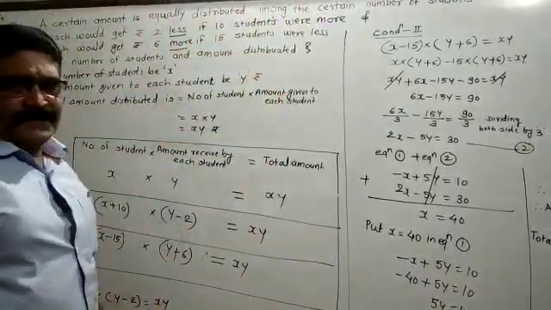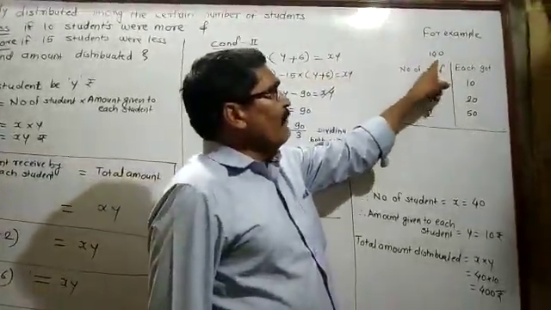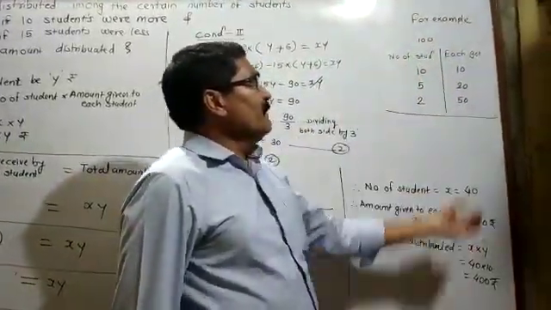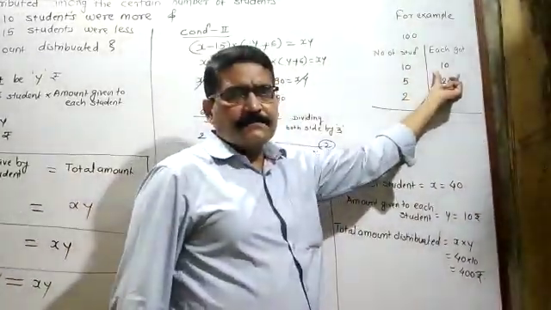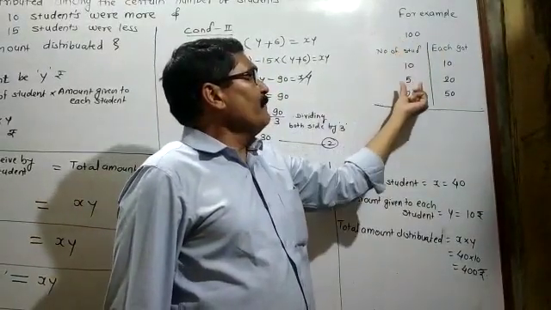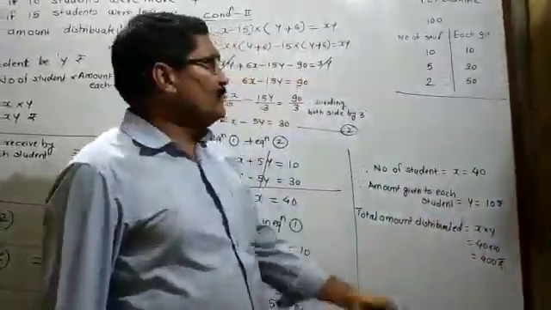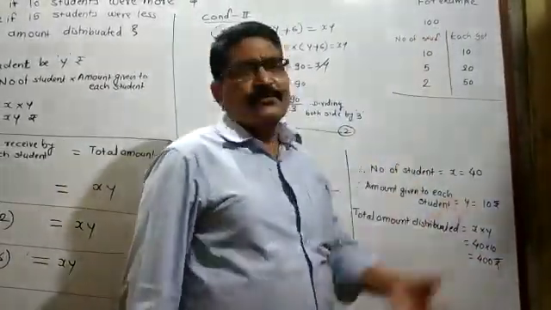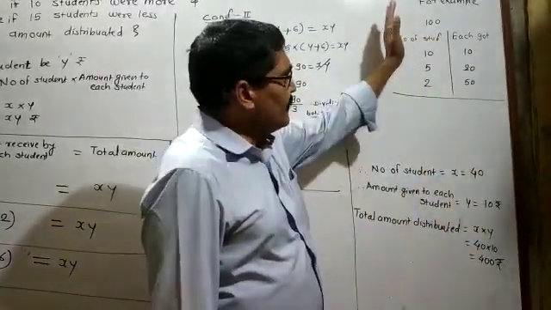Means the amount is fixed. If I take one example: if I want to distribute 100 rupees, and the number of students is 10, each will get 10 rupees. If I distribute the 100 rupees among 5 students, each will get 20 rupees. If I distribute this 100 rupees among 2 students, each will get 50 rupees. This is the example.